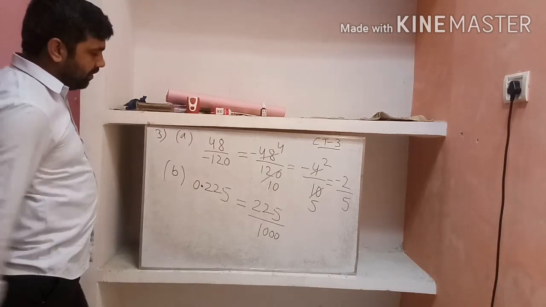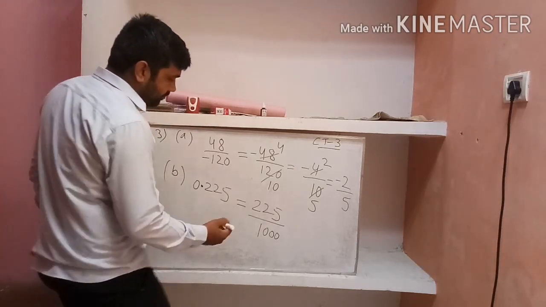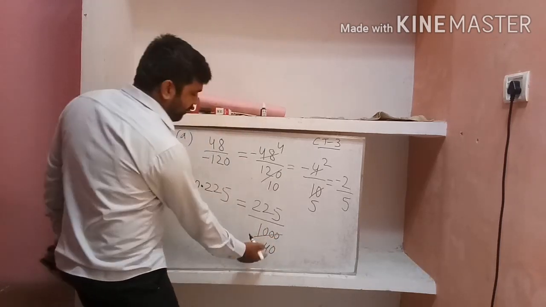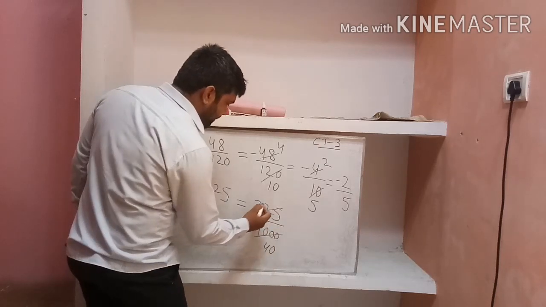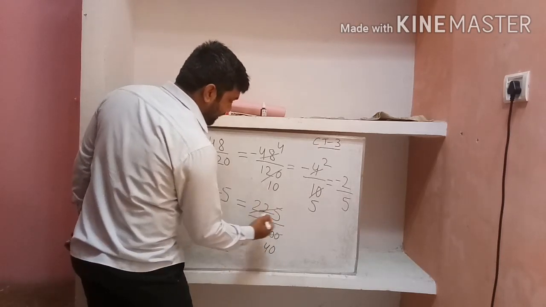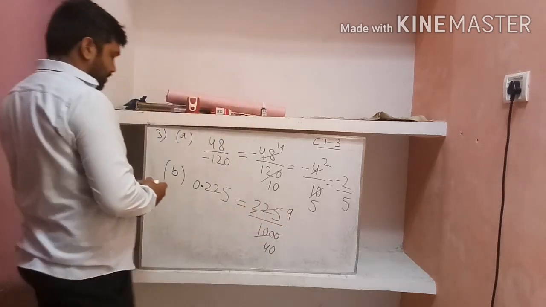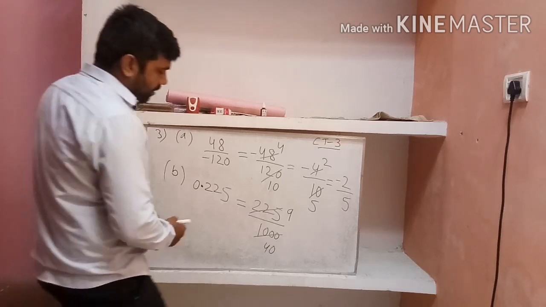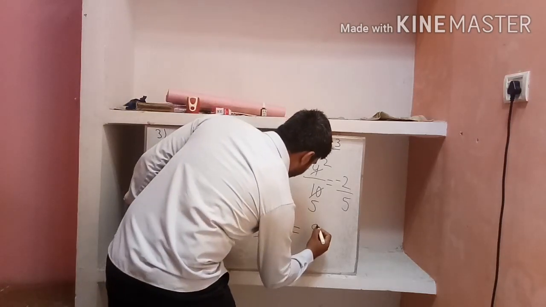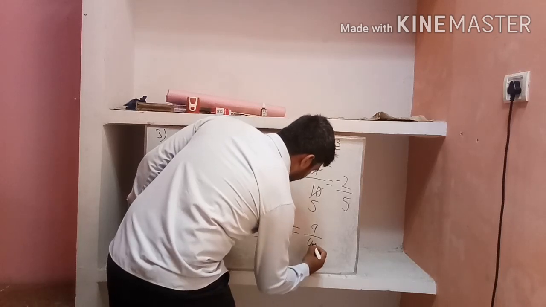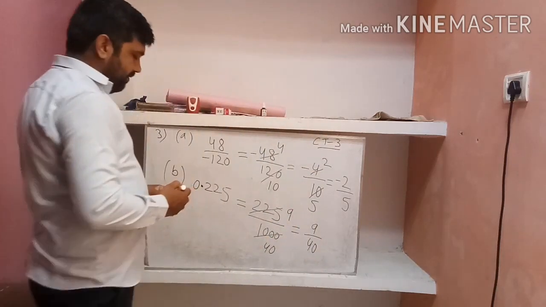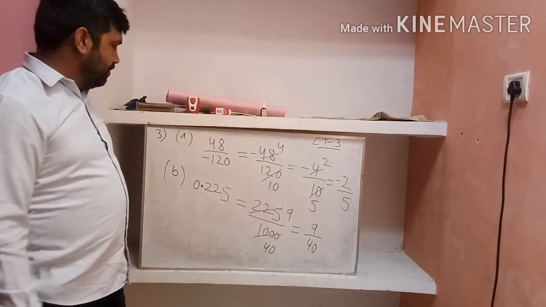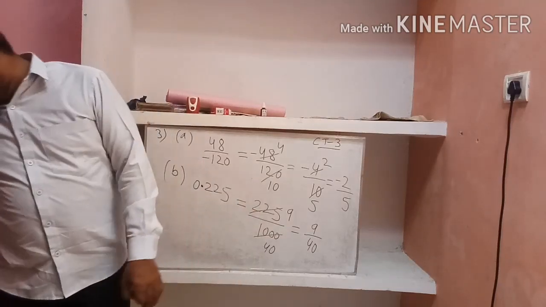Now see, by 25 it is divisible. 25 4s are 100, and 25 40s are 1000. Now the numerator: 25 8s are 200, 25 9s are 225. Now we got 9 by 40. Now there is no common number which can divide both 9 and 40. So 9 by 40 is the simplest form.